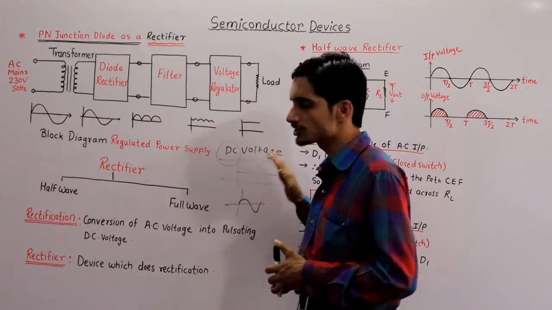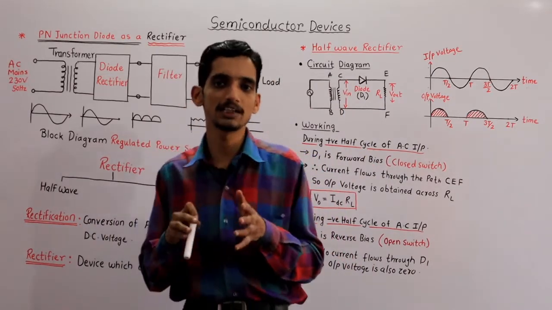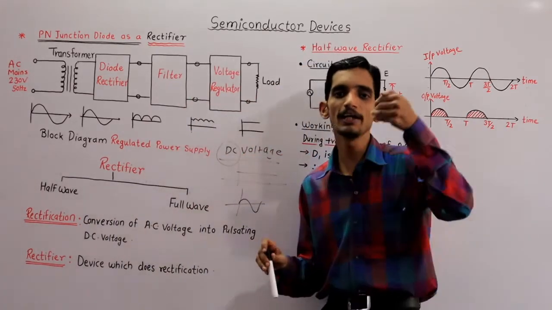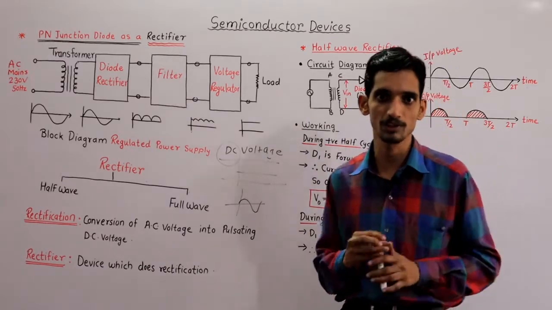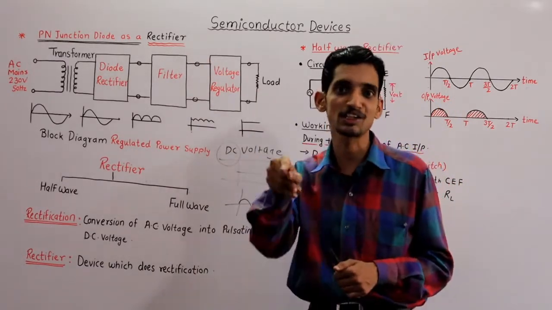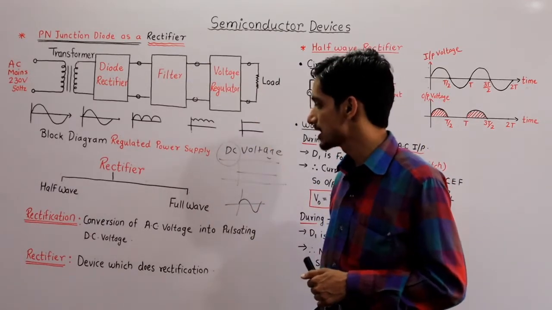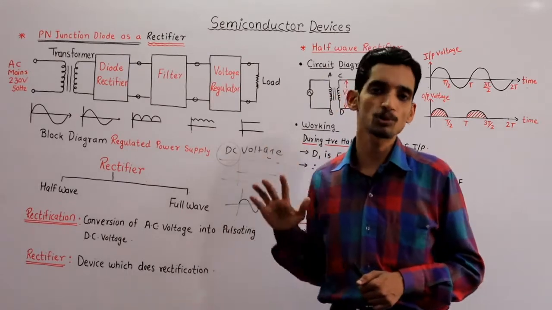So to carry out such kinds of activities we are using DC. So how do we generate DC voltage from AC voltage? This is an important question. The answer to this question is given by this particular circuit, that is the rectifier. So a rectifier does the rectification process.